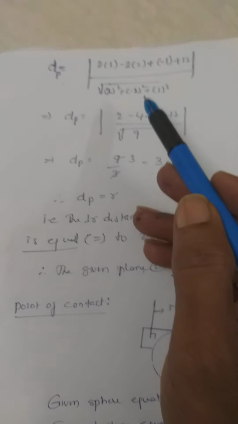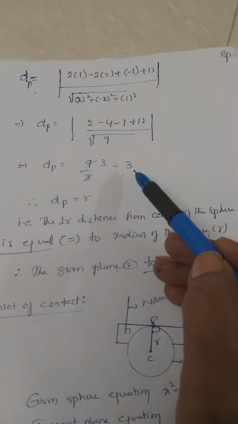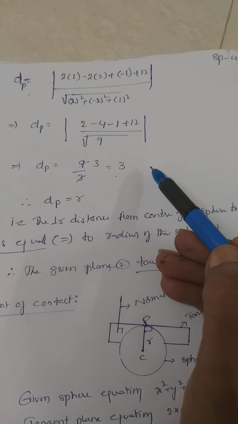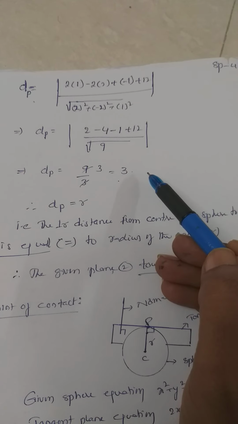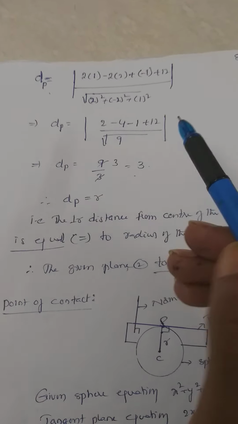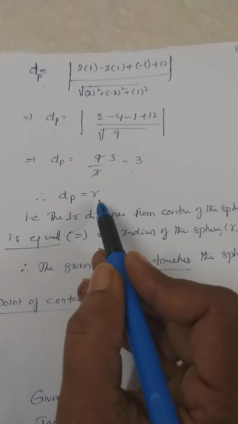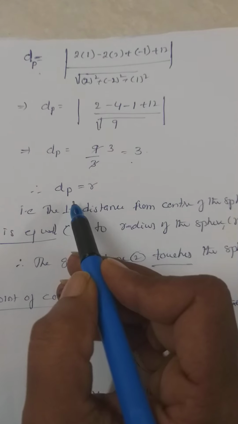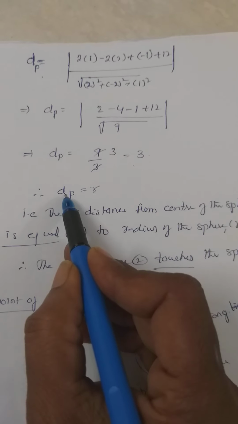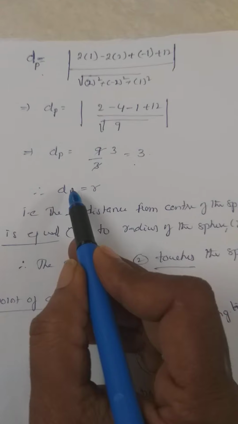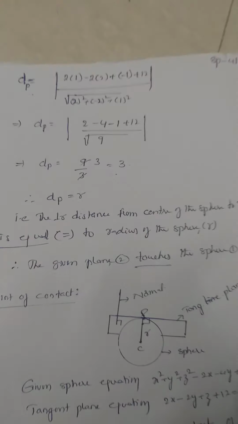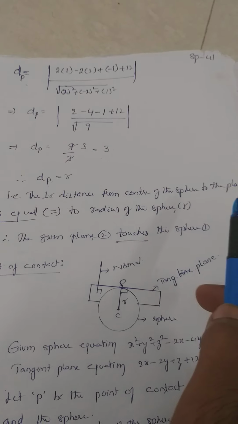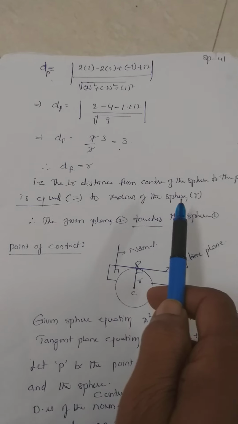Now we got this result, right? Perpendicular distance dp is equal to 3. Now the perpendicular distance from the center of the sphere to the plane is equal to 3 and the radius of the sphere is also 3. Our conclusion is dp is equal to r. Here dp is a notation, a symbol which stands for the perpendicular distance from the center of the sphere to the plane, right? Now what is our conclusion here? The perpendicular distance from the center of the sphere to the plane is equal to the radius of the sphere.